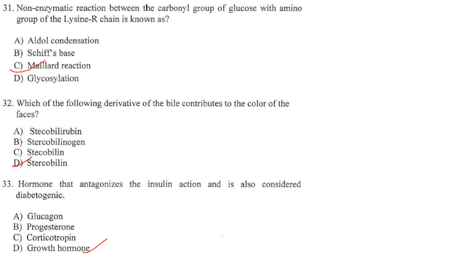Then next one, hormone that antagonizes the insulin action and is also considered diabetogenic. So it is the growth hormone. It promotes diabetogenic action by antagonizing insulin action in muscle and adipose tissue. So it is growth hormone. Answer is option D.